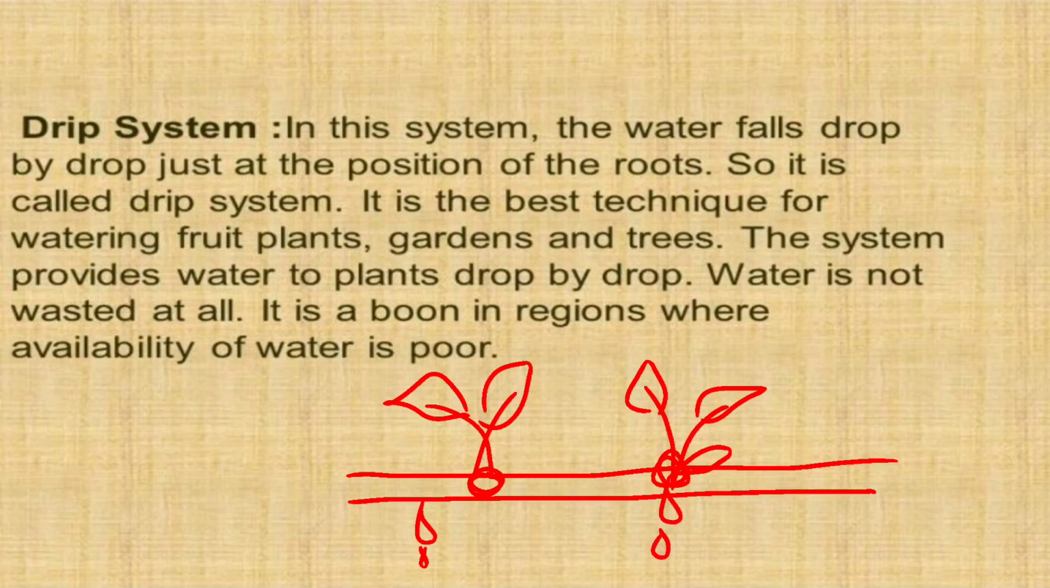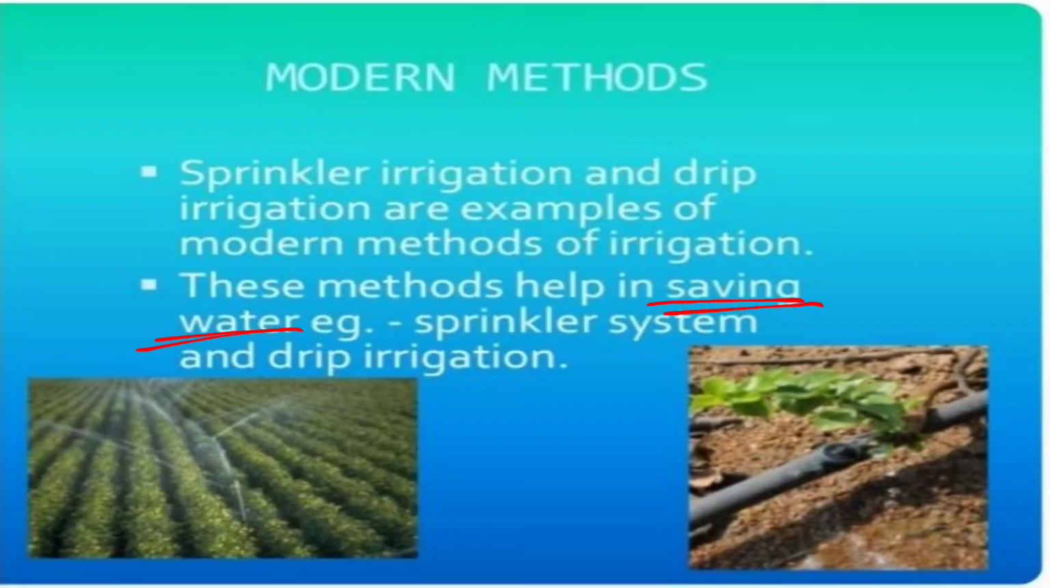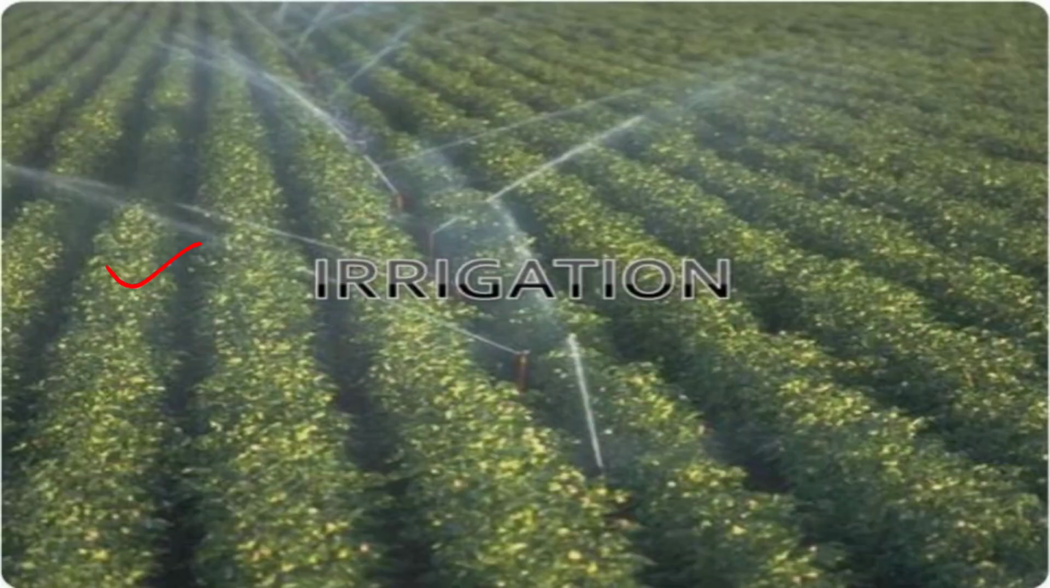The system provides water to plants drop by drop. Water is not wasted at all. It is a boon in regions where availability of water is poor. So these are used where water is very poor, where water is not available, and there the drip system and sprinkler system are being used. Okay, so these are the definitions of these modern methods.